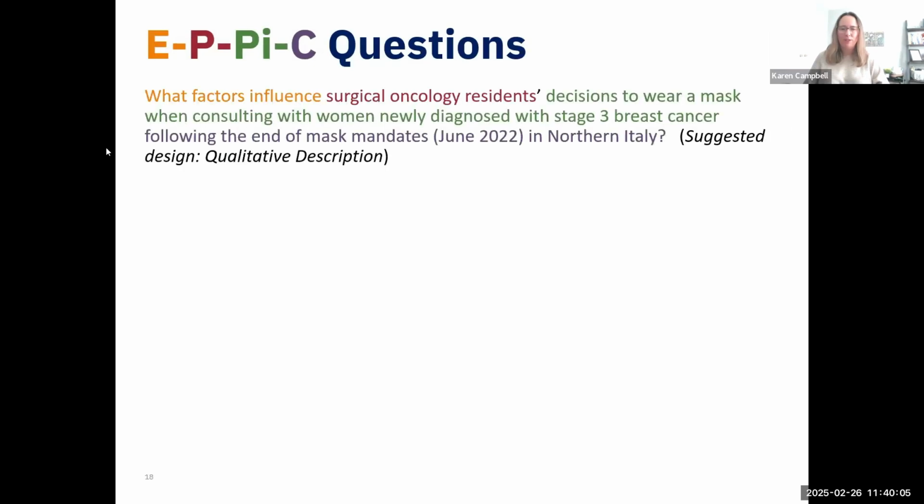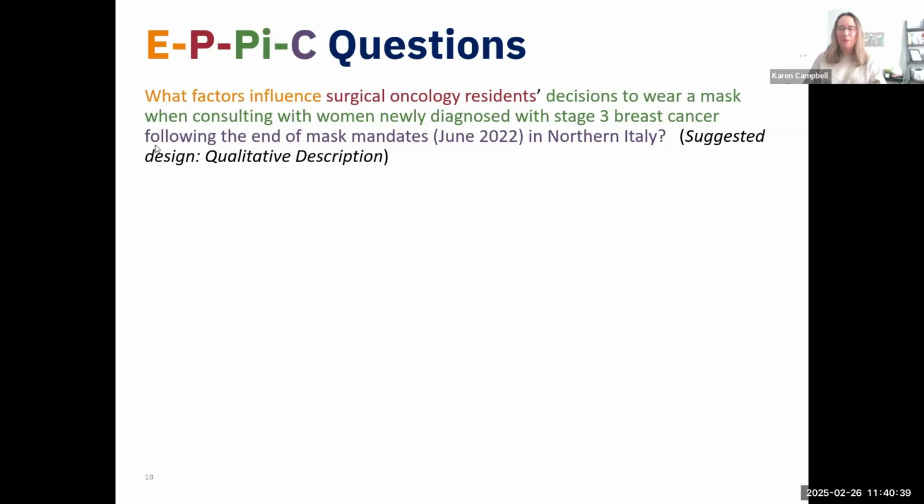So here's some examples of questions that we've built. And this first one was a qualitative description. What factors, and these are color coded. So if you look at the coding on the top, you can see what are the factors that influence. Our coded language: surgical oncology residents is our population, decisions to wear a mask while consulting newly diagnosed women with stage 3 breast cancer is our phenomenon, and following the end of mask mandates in Northern Italy. So that is our context.